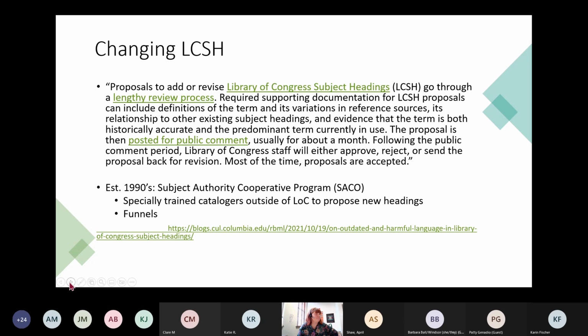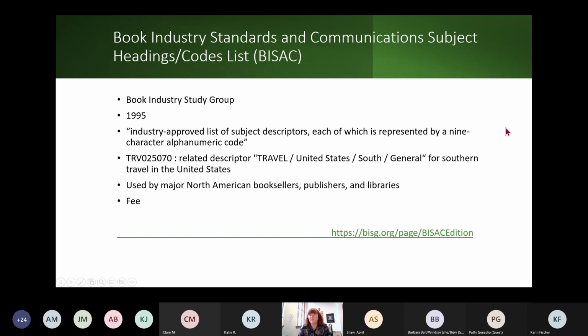So I've said BISAC a couple of times. That is the Book Industry Standards and Communications Subject Headings / Codes List. It was created by the Book Industry Study Group in 1995. It's an industry-approved list of subject descriptors, each of which is represented by a 9-character alphanumeric code. So I have an example here, travel for the general South of the United States. We have this code here, TRV025070, and then what would appear in the record is in quotations there: travel/United States/South/general.